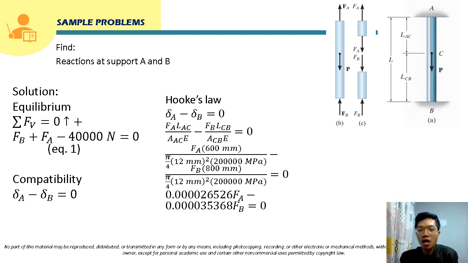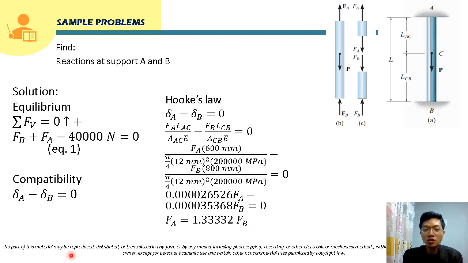Okay, so simplifying this further, this will be the value for this: 0.00026526 FA, and for this, this will be 0.000035368 FB, so this will be equal to 0. So we can now express FA in terms of FB. So this will now be our second equation.